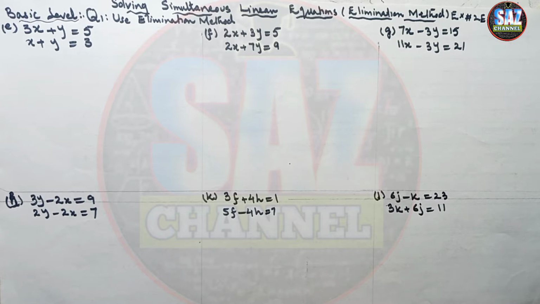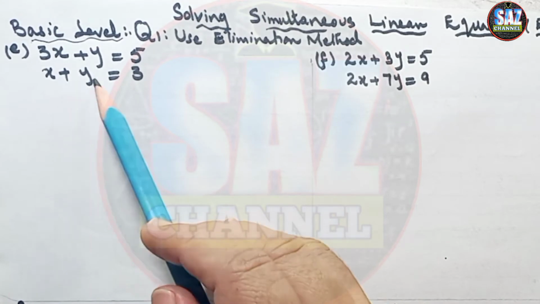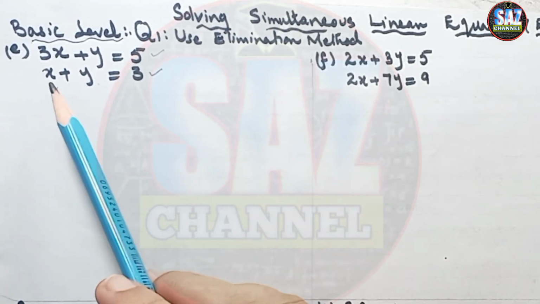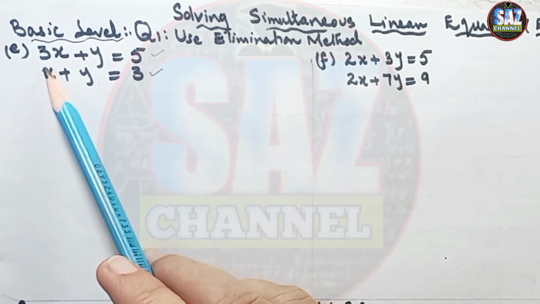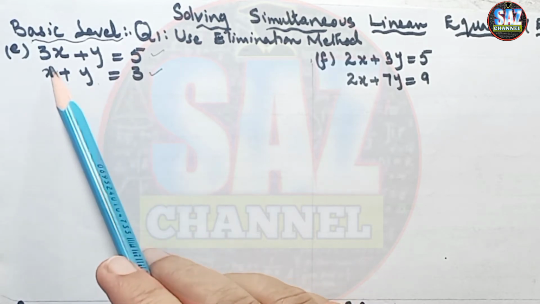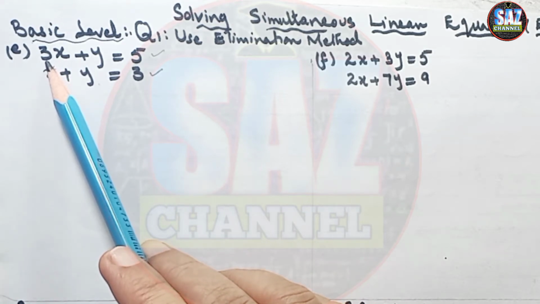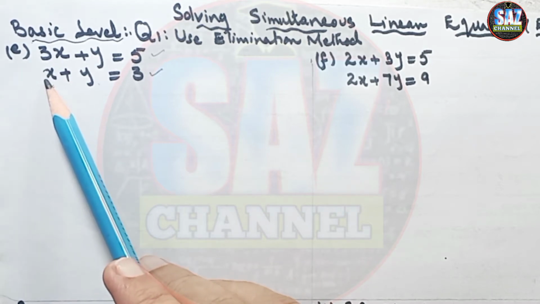Let's move to part E of the question, and that says 3x plus y equals 5 and x plus y equals 3. After writing and reading the question, we have to see what the coefficients of both the variables are. If we look at the coefficient of x, it is 3 in the first equation, and the coefficient of x is 1 in the second equation.